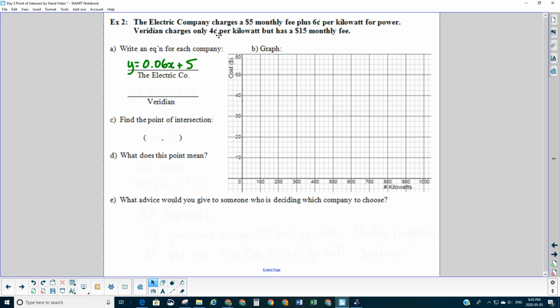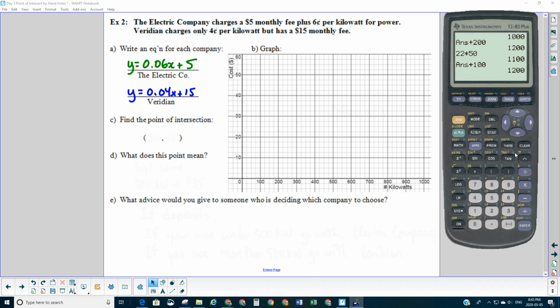What's the equation for Viridian? So you can imagine that it's 4 cents. So we're going to have 0.04x plus the monthly fee there is 15. All right, so this I'm definitely going to need a table of values or my graph or my calculator to help me with some of this math.